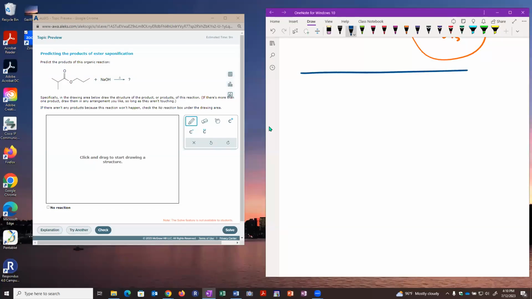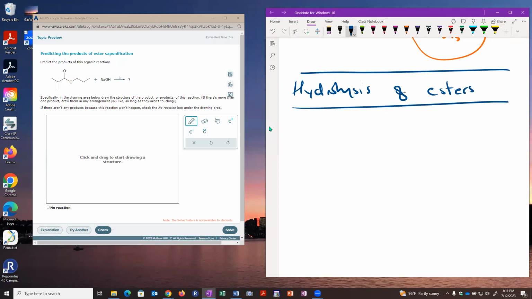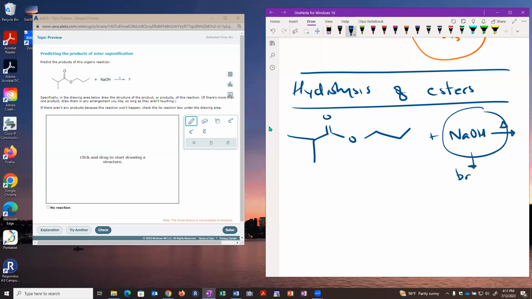All right, so let's take a look now at hydrolysis of esters, which is simply taking an ester and breaking it down. This can happen under a couple different conditions. So I have here the ester to begin with, and I'm told that I have NaOH, and I'm going to use some heat to cause this reaction. So this tells us that this is hydrolysis under basic conditions.